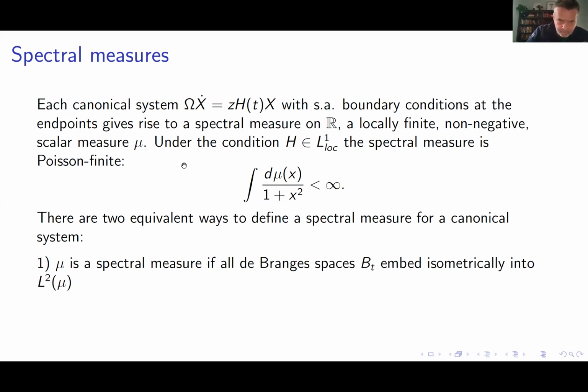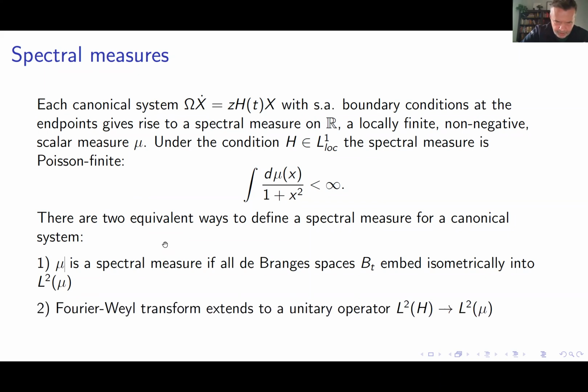So that's one of the definitions of a spectral measure. A quick note here is that under the restriction that the Hamiltonian is locally summable, your spectral measure will always be Poisson finite, which means this property. So to say that all the de Branges spaces are embedded isometrically into L2 of mu is one of two possible equivalent definitions of the spectral measure.